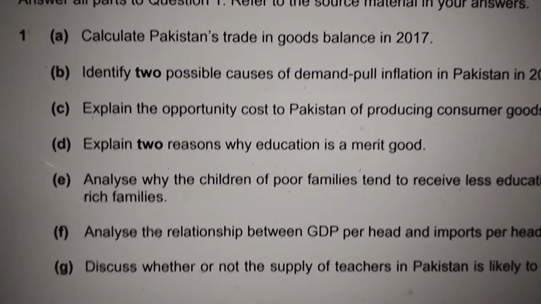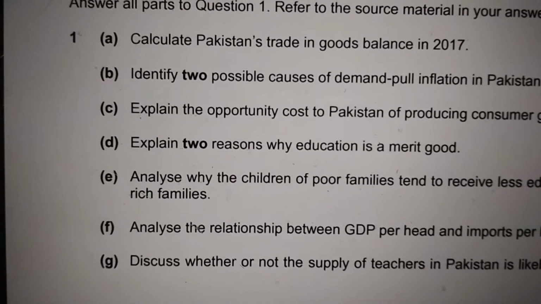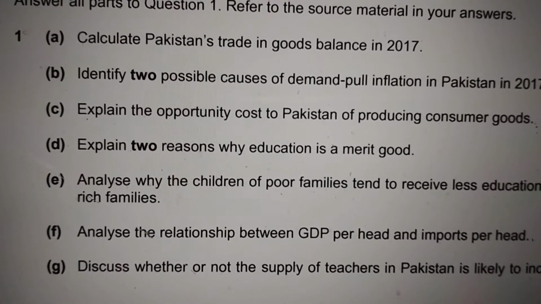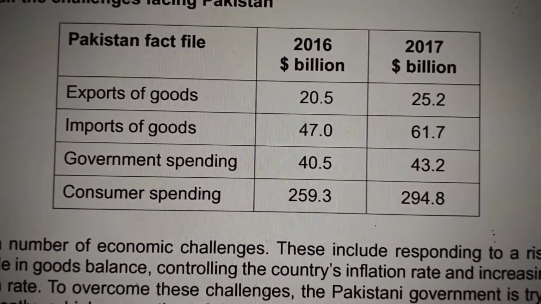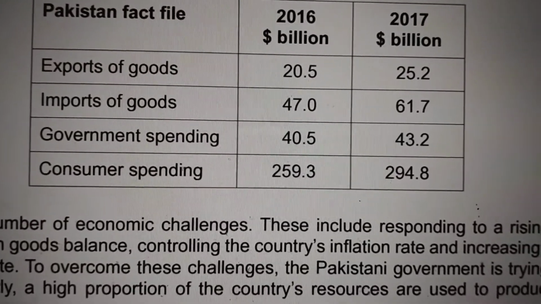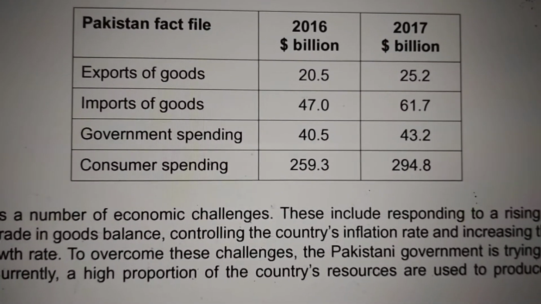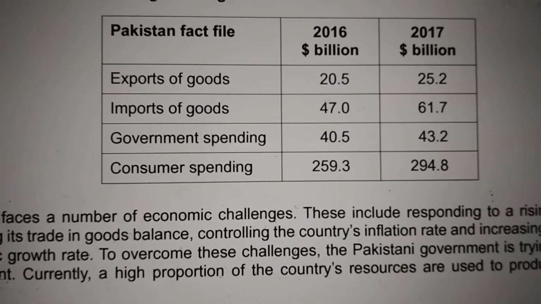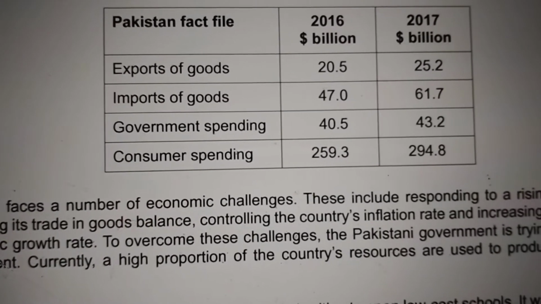So here we go, students. Answer all the parts to question 1. Refer to the source material in your answers, which is very important. Question 1(a) is: calculate Pakistan's trade in goods balance in 2017. If you refer to the table, the exports of goods in 2017 are 25.2 and imports of goods are 61.7. The formula is very simple. You just have to write the correct formula: exports of goods minus imports of goods, physical existence. Those items are included when we calculate the trade balance.